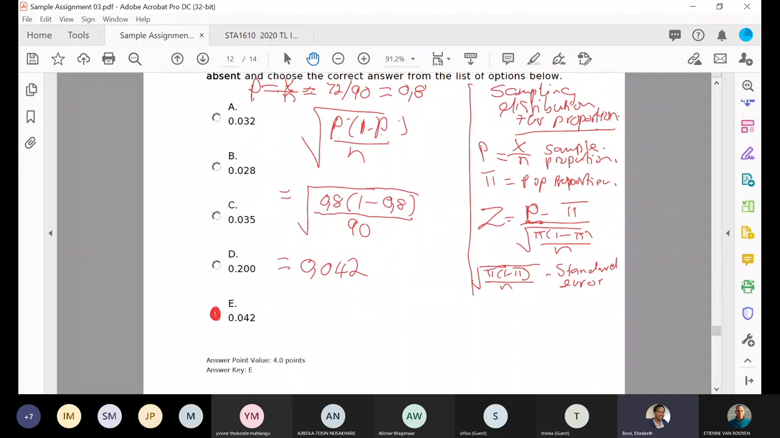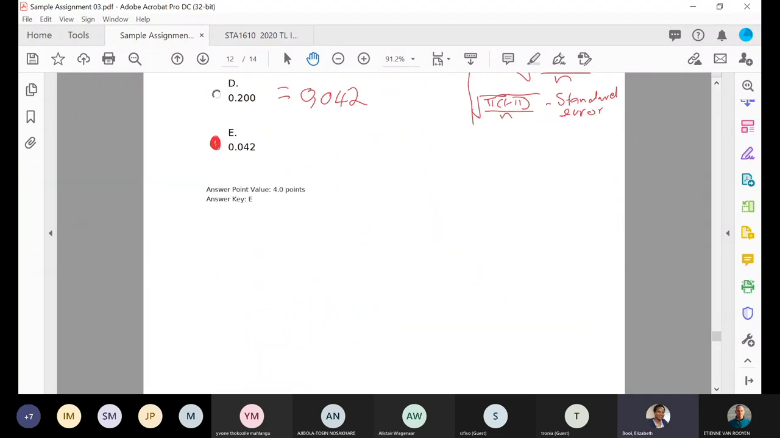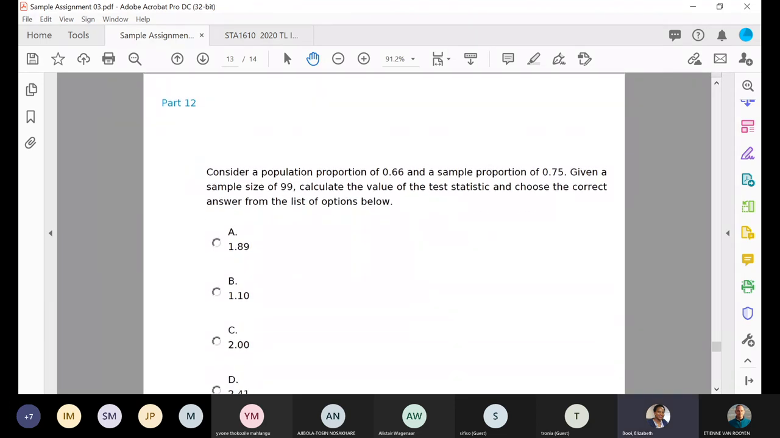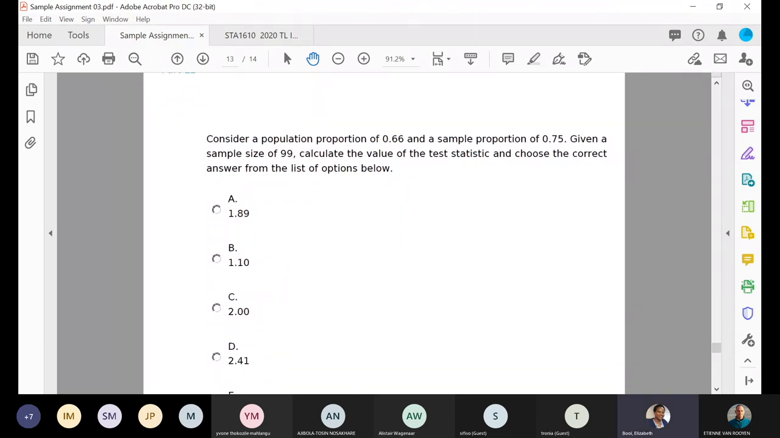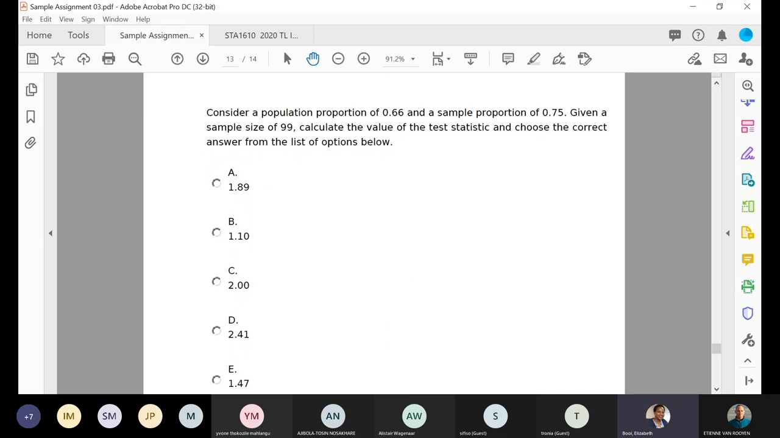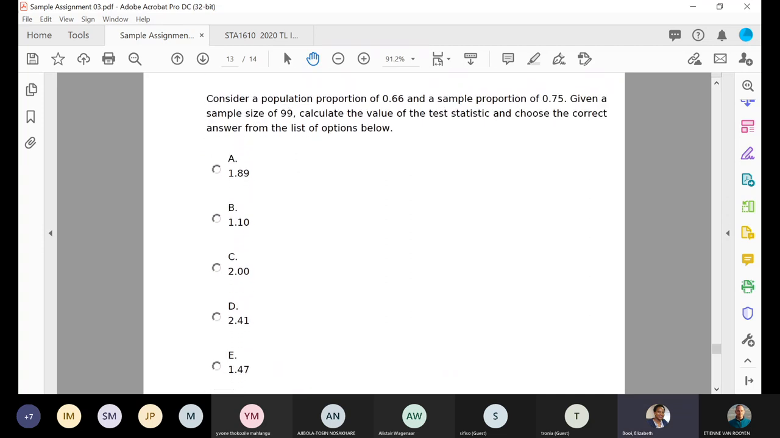Okay, so are we not finished? Oh gosh. Okay, so the next, probably the last one. Consider a population proportion of 0.66 and a sample proportion of 0.72 are given with a sample of 99. Calculate the value of the test statistic and choose the correct option. So here they just want you to calculate Z.